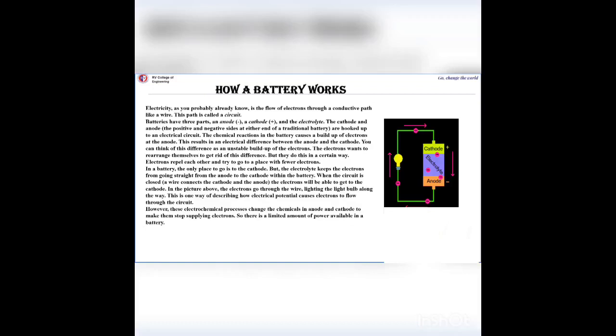This difference can be explained by an unsteady accumulation of electrons. Electrons in the image above travel across the wire, illuminating the light bulb as they do so. This is one approach to explain how electrical potential results in the movement of electrons within the circuit. The chemicals in the anode and the cathode are altered by this electrochemical reaction, causing them to quit providing electrons. As a result, a battery has a finite amount of power.